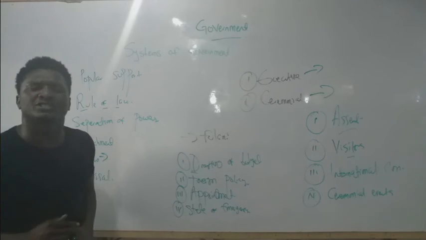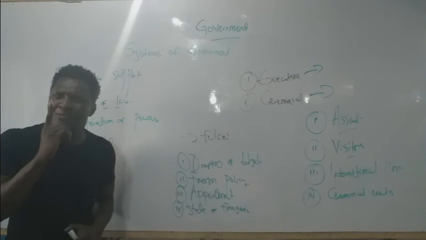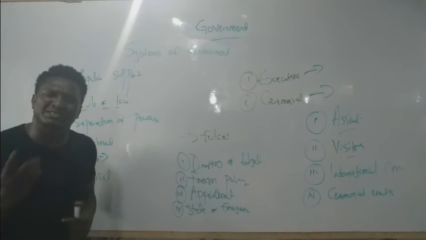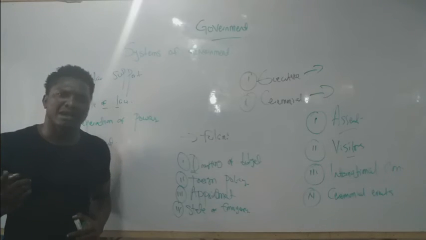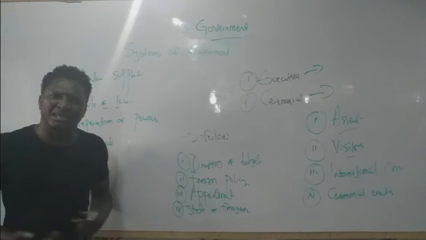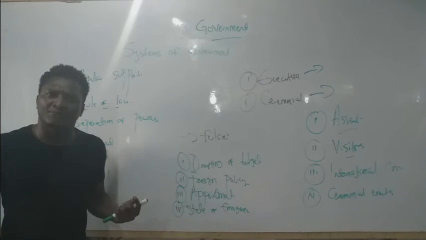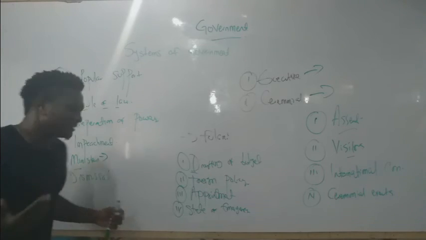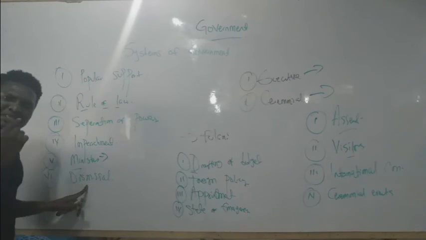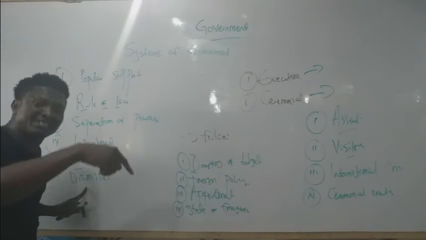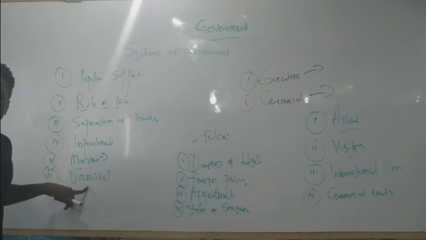For instance, in this country, there was a minister of health whose name I will not mention. She was in office for just 6 months. After 6 months, the president felt that she was not performing and he dismissed her. Of course, heaven did not fall. The president can act within his power to dismiss a non-performing minister, or better still, to reshuffle his cabinet.